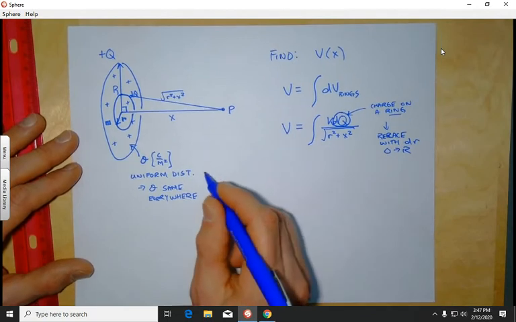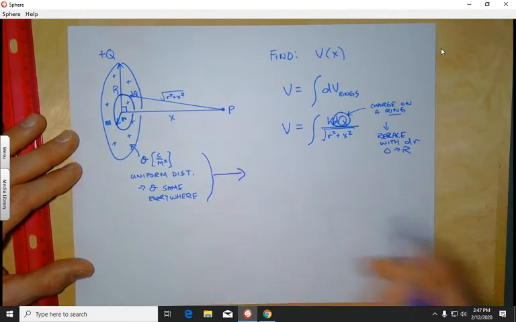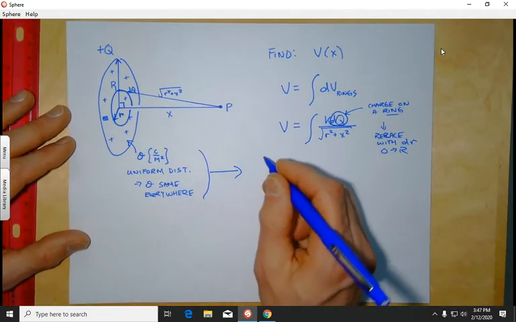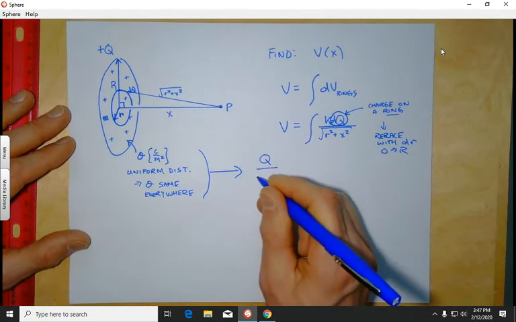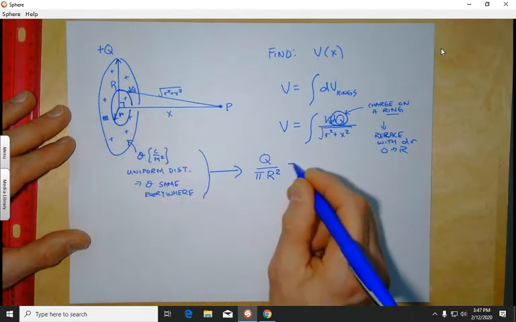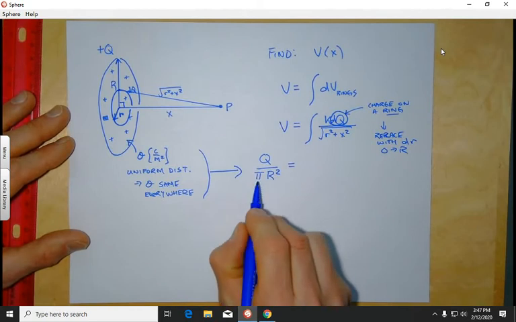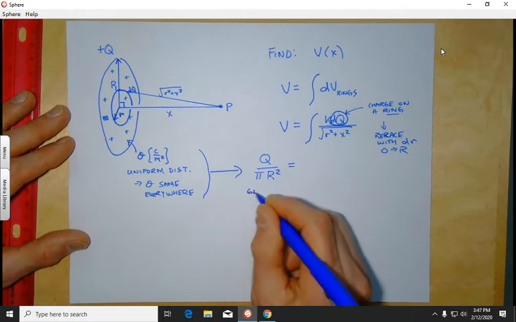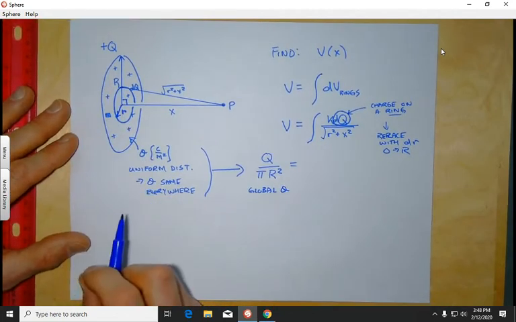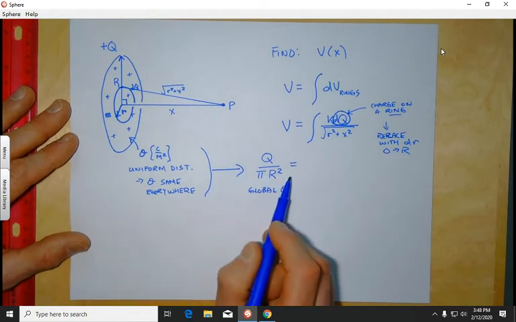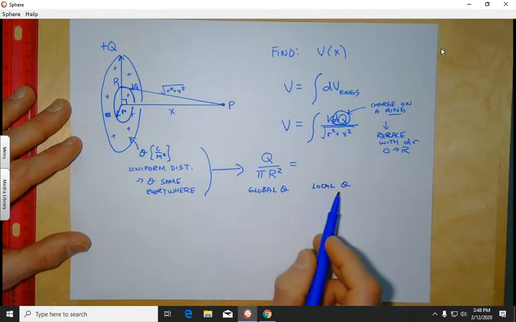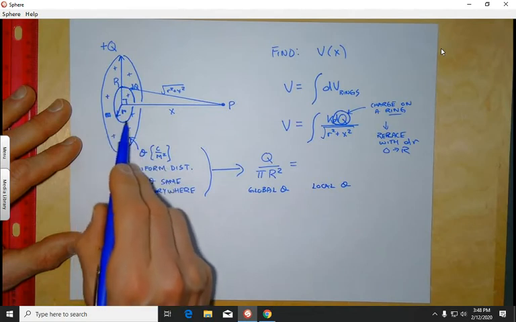So what I'm going to do is make use of the fact that sigma is constant. And I'm going to say that sigma for the total disk would be given by the total charge over the area of the disk. This is the global sigma, right? Meaning for the whole shape. And then I'm going to insist that that's equal to the local sigma. And what I mean by that, the local sigma is the density of charge spread out around the ring.